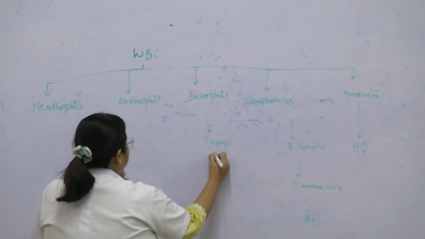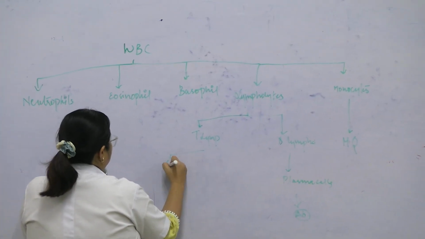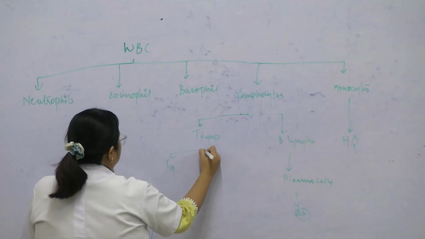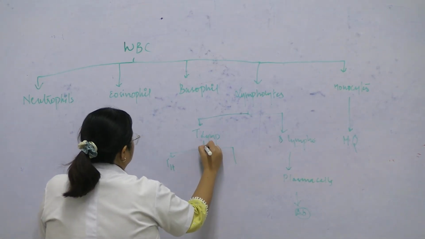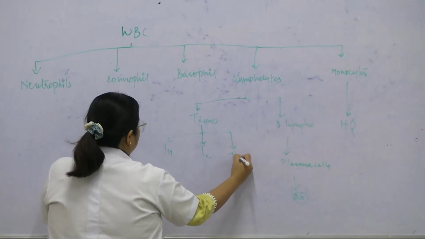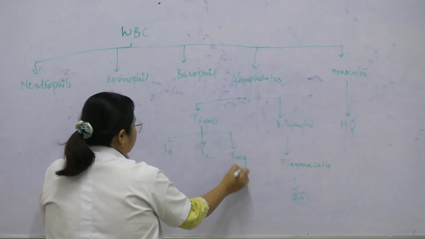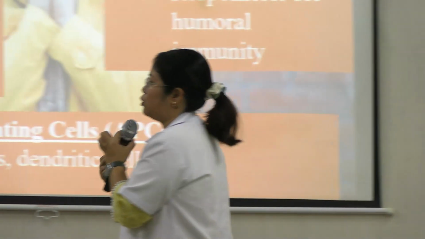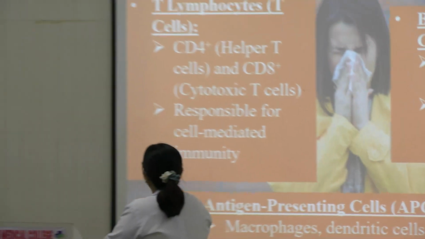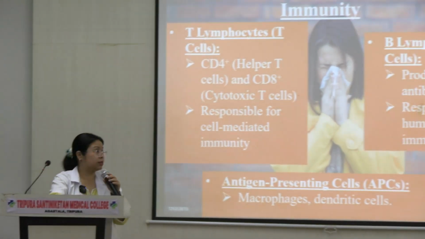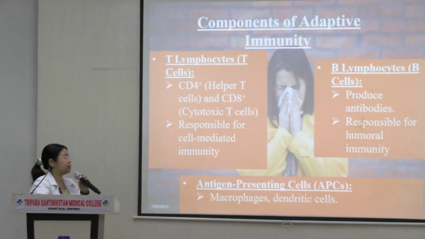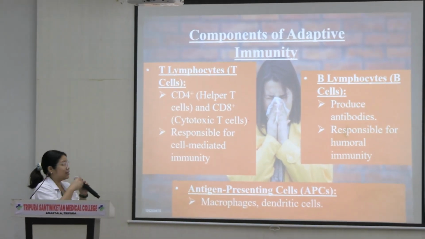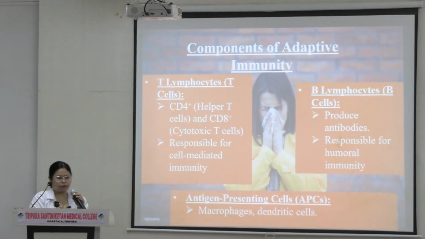T lymphocytes will be helper T cells, then cytotoxic T cells, and we have T regulatory cells. So we are not bothered about regulatory cells, we are bothered only about the helper T cells and the cytotoxic T cells. Helper T cells are CD4 cells and CD8 cells are called cytotoxic T cells basically. This is the system of the adaptive immunity.